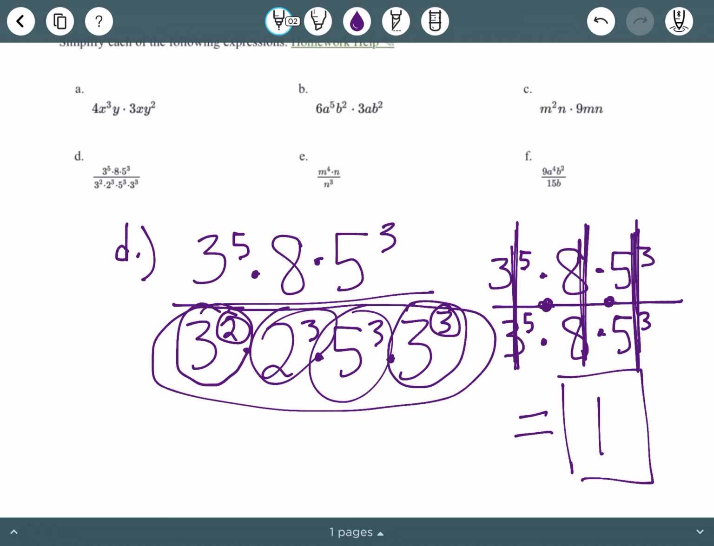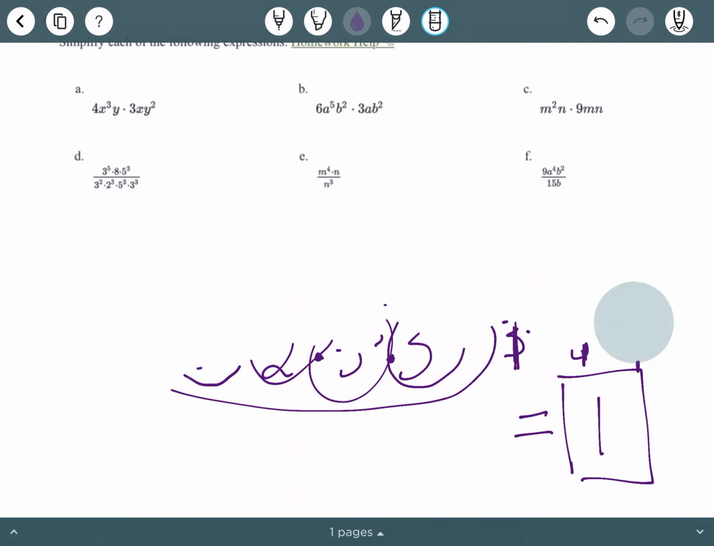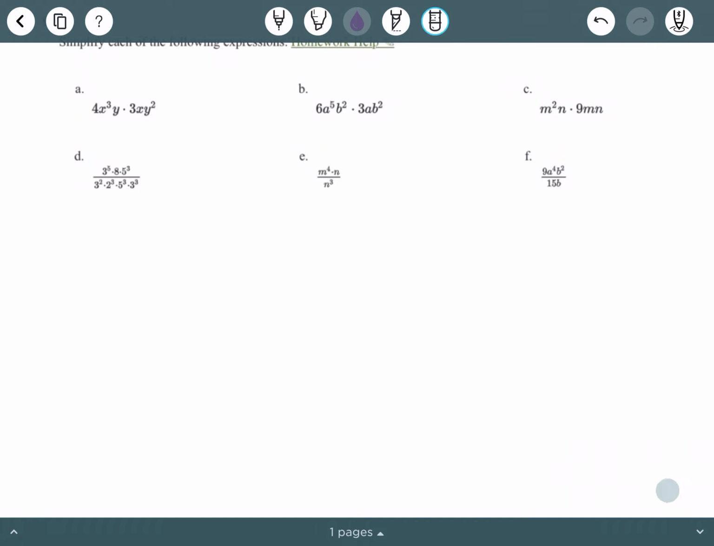Okay, once you have that copied down, we'll go ahead and move on to part E. And for part E, I'm going to rewrite it so I have some room to do work. M to the 4th times n over n to the 3rd. So for this one, I have m to the 4th times n. My n doesn't have an exponent, which means it would be 1.